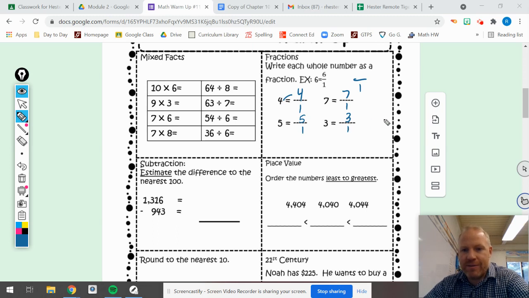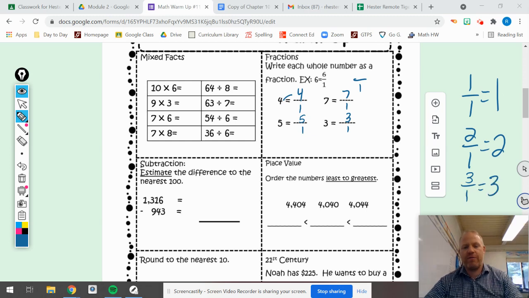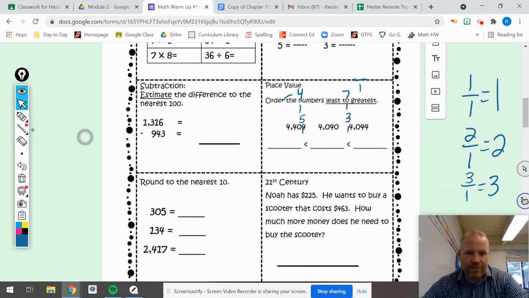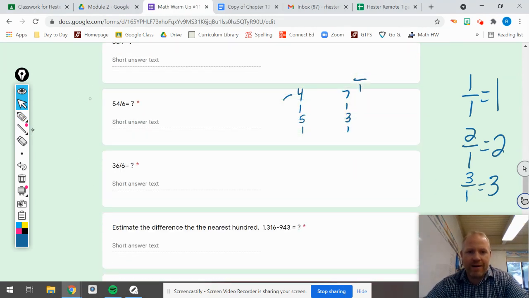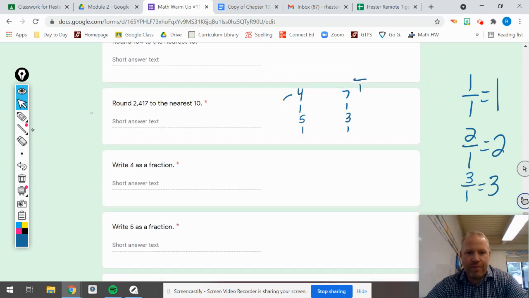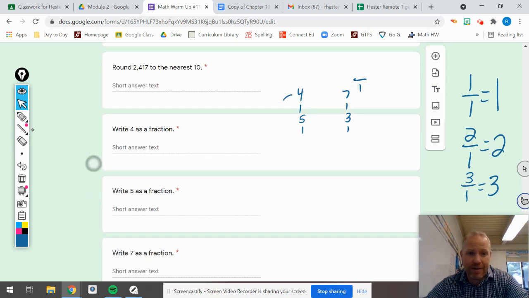So 3 over 1 is more than 1 over 1. 1 over 1 would equal 1 whole. So 2 over 1 equals 2 wholes. 3 over 1 equals 3 wholes, and so forth. So that is what they are expecting. We haven't taught this yet, so you might be like, what are they talking about? We haven't gotten this far yet in our math book. We will, but that's what they mean.